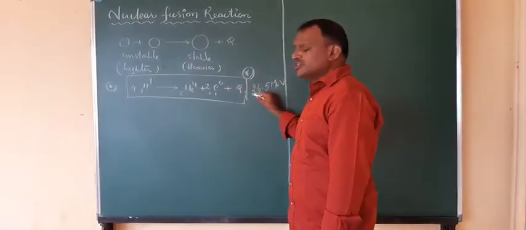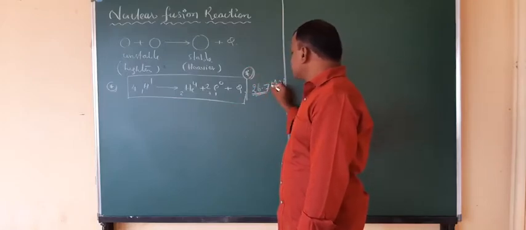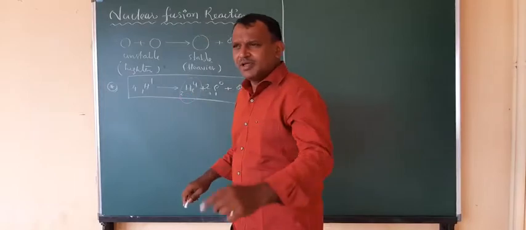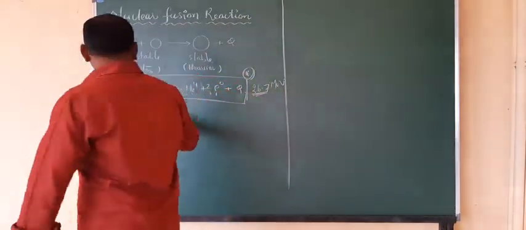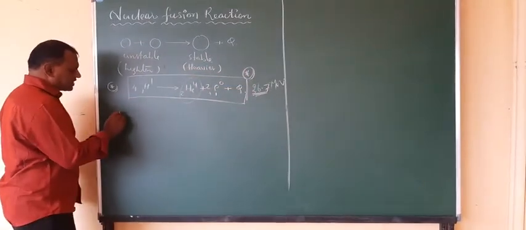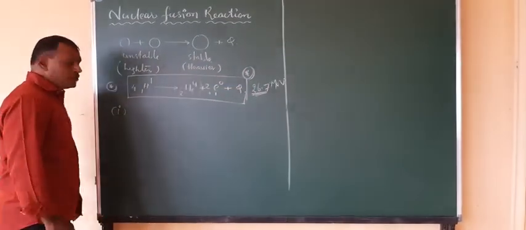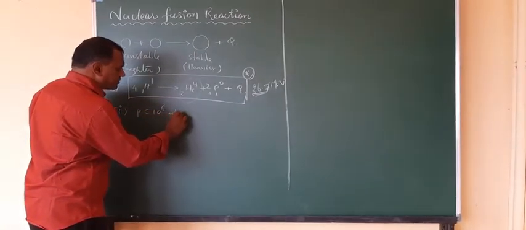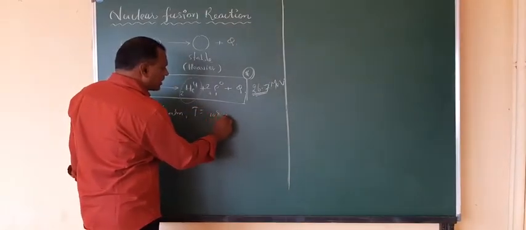About 26.7 or 26.6 million electron volts of energy can be obtained by the formation of one helium nucleus, by fusing 4 protons together. These reactions take place inside the core of stars, where the pressure is about 10 power 6 atm and the temperature is about 10 power 8 Kelvin.